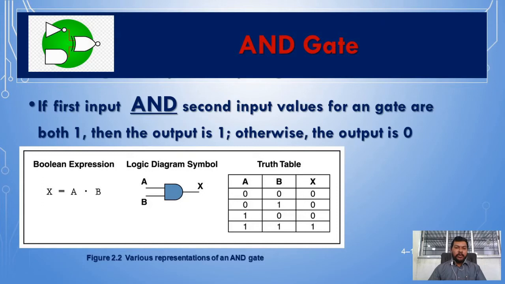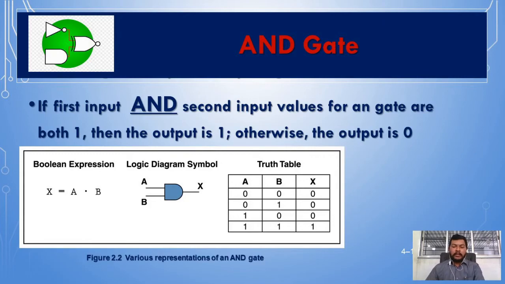The logic diagram symbol of the AND gate is like this, inputs are 2, a and b, and x is the output. Now here we are having a 2 input gate, so these are 2 inputs and 1 output. The truth table shows the inputs, the output, and all the combinations that we can apply to this gate. So we can apply 0 0, the output is 0. We can apply 0 1, the output is 0, 1 0, 0, and for 1 1, that is 1. So this is according to the definition of the AND gate.